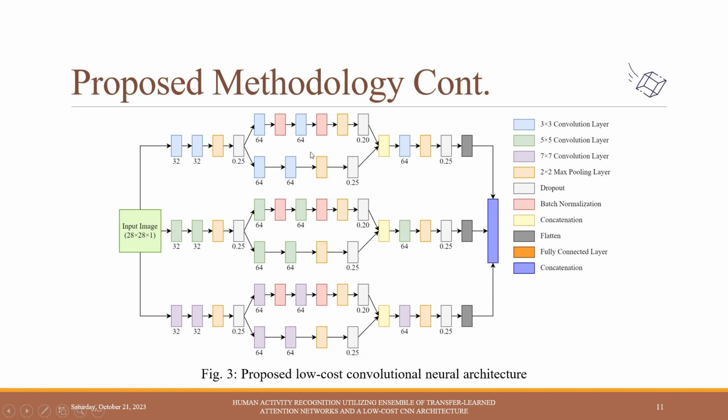The only difference is that all the convolution layers used in the first branch have a filter size of 3 into 3. But in the second branch, all the filter sizes are 5 into 5. And in the third branch, all the filter sizes are 7 into 7. Now you may ask me why you are utilizing these three different sizes. There are no other differences. The only difference is the filter size. Why are you utilizing this idea?